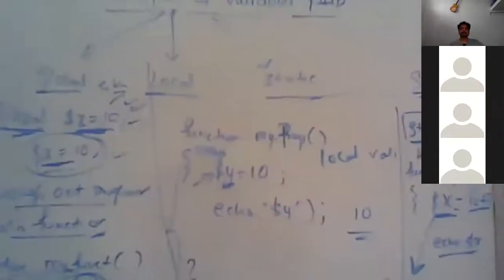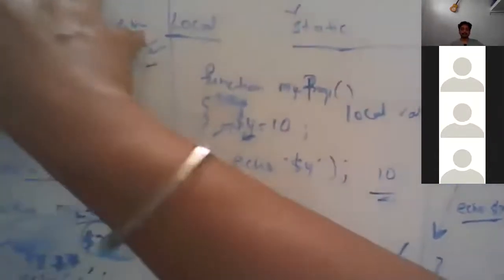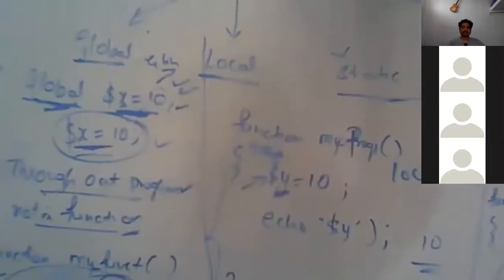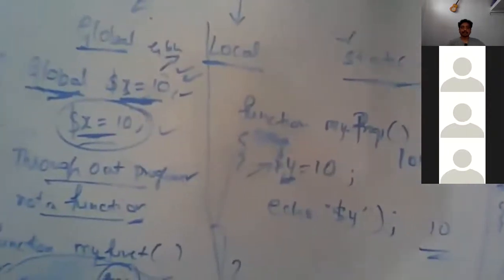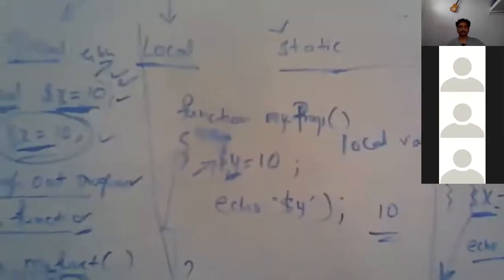Okay, so these are the three different types of scope of variable we can see in PHP. One is global, another is local, and another is static. So this is how we can understand what a global or a static variable is. Now if you have any doubt you can ask me.